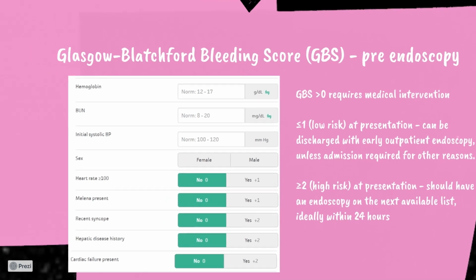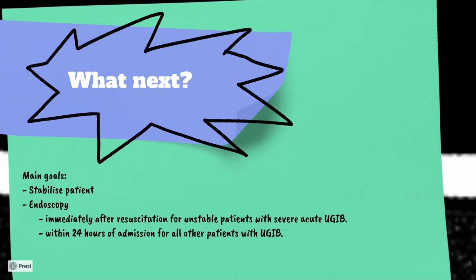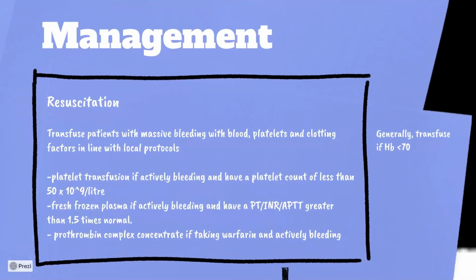So you've identified that the patient has an upper GI bleed. What next? The main goals of management are 1. To stabilise the patient, and 2. Endoscopy. So let's have a look at stabilising the patient and resuscitation. If the patient is hemodynamically unstable, consider transfusing the patient with blood, platelets and clotting factors in line with local protocols. Generally, you want to target a HB greater than 70 in these patients.